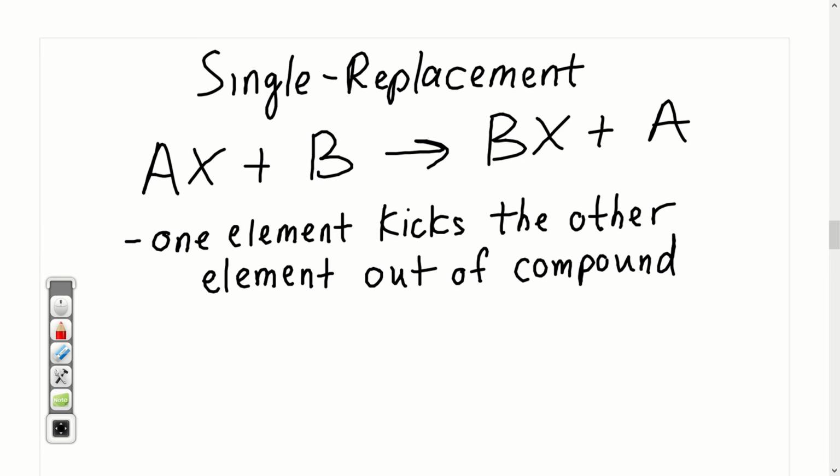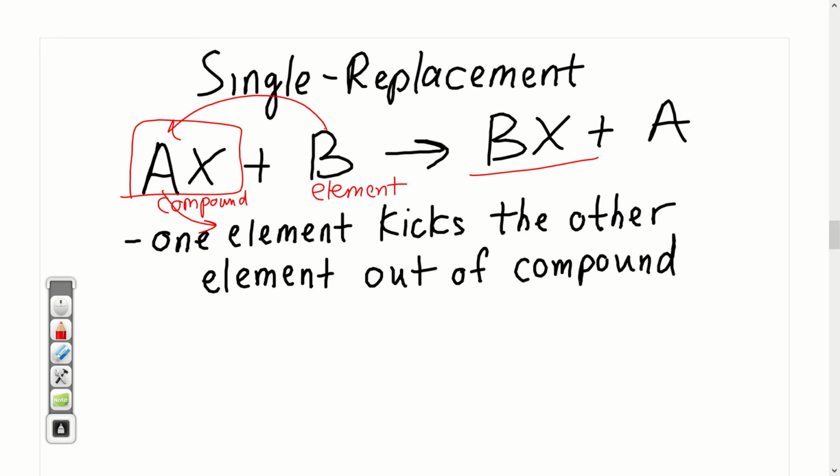Single replacement. All right, single replacement, what I have is basically I do now have a compound and then I'm reacting it with just a single element. So in this case, what I'm referring to as AX is some compound. And what's going to happen is the element's going to come in and kick one of those elements out. All right? So one element comes in and kicks the other one out, and you can see the result on the other side. So B came in and kicked A out, and now it's BX plus A.